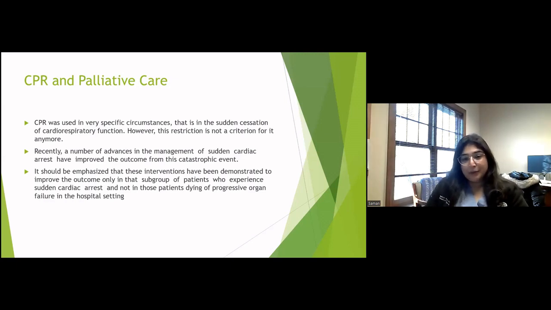So with this, I kind of wanted to segue into CPR and palliative care, because CPR is an integral part of dying in the hospital in the United States. In fact, it's one of those procedures that you need for a patient to opt out of it. They need to either provide special instructions or sign paperwork saying that they're opting out of it.